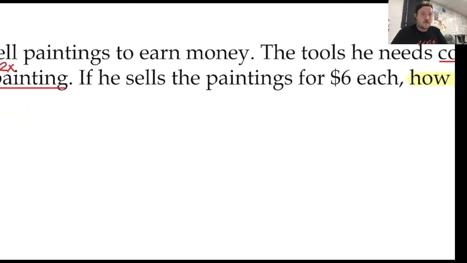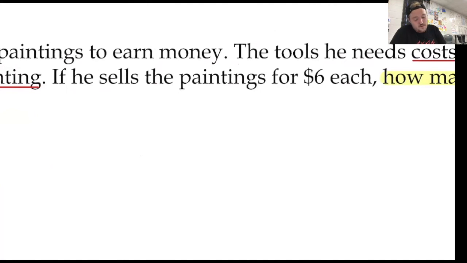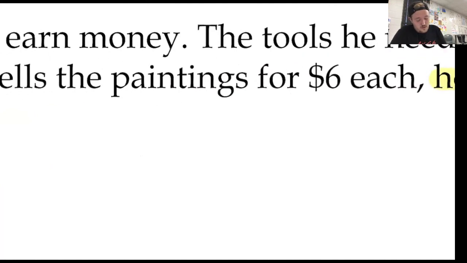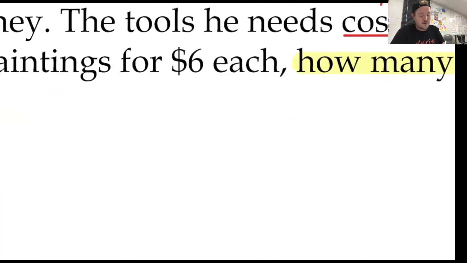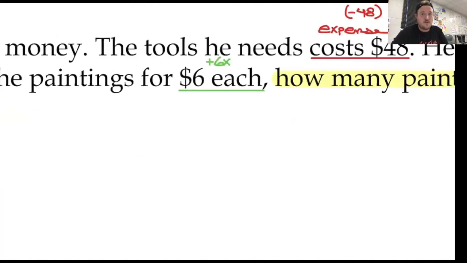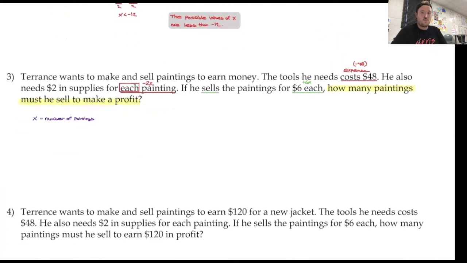However, here he sells the paintings for $6 each. So he sells them. So if he's selling them, this is money in his pocket. He's getting this money back, $6 each. So it's going to be a positive 6x. So we want to be able to write this all in an inequality now.